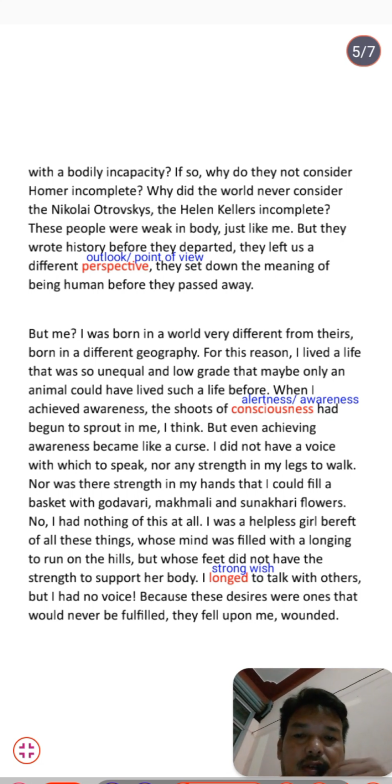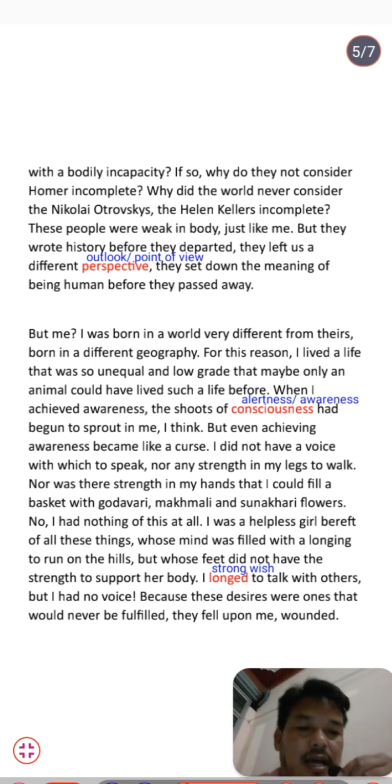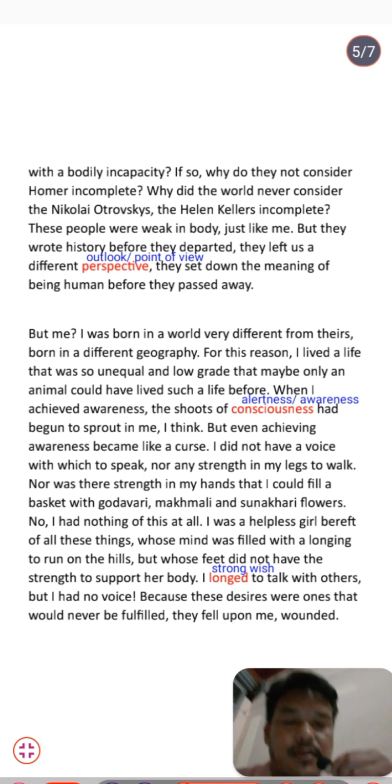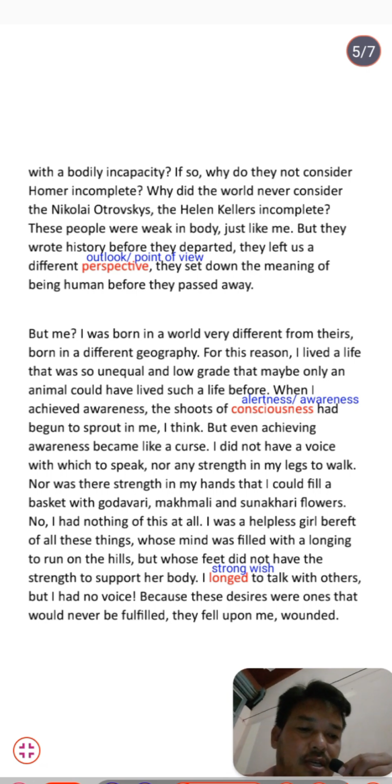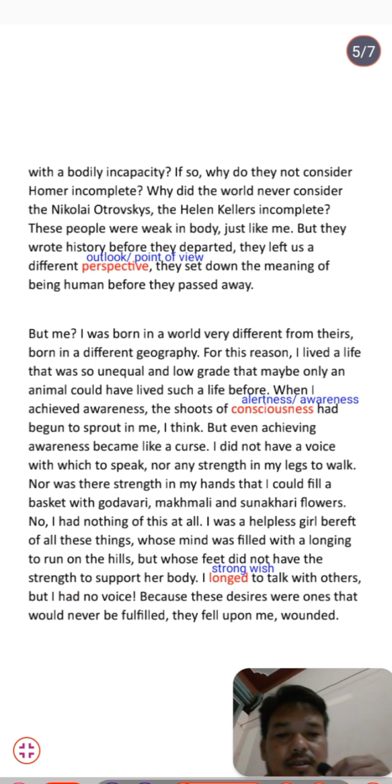I longed to walk with others, but I had no voice, because these desires were ones that would never be fulfilled. They fell upon me, wounded. Then I cried. In the final line, students, she says that I yearned to chat with others. She was willing to talk to others, yet I had no voice to say anything. And since these longings and desires could never be satisfied, they fell upon me, injured.